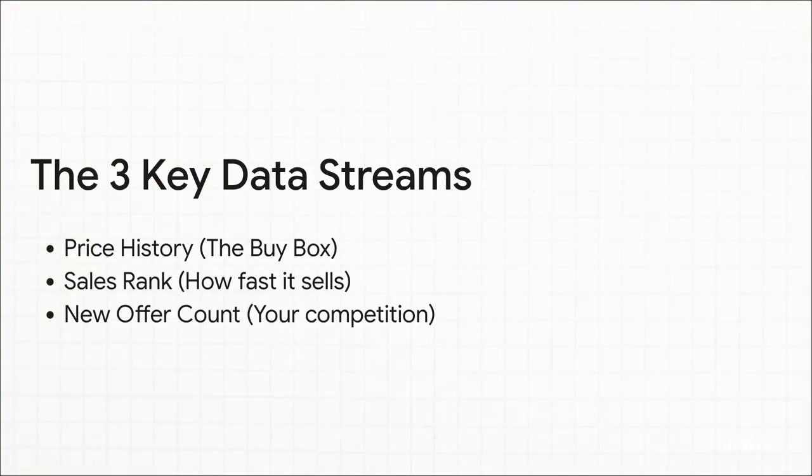This main chart is basically tracking three vital signs for any product. First, you've got the price history, which tells you what people are actually paying for it. Second is the sales rank. That's your key to figuring out its sales velocity. And third, the new offer count, which shows you exactly how much competition you're really up against.